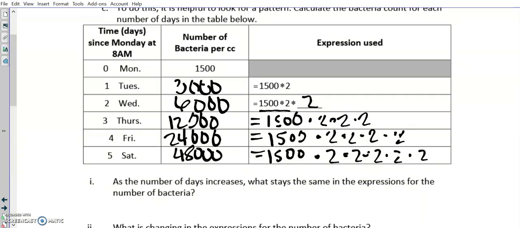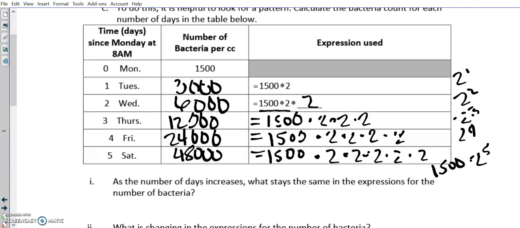Okay? So let's go ahead and start looking at the pattern. Another, an easier way to write 2 times 2 times 2 times 2 times 2 would be to raise it to an exponent. And ooh, there's your key word, because we're talking about exponential functions. So really, this is the same thing as saying 1500 times 2 to the 5th power, 2 to the 4th power, 2 to the, ooh, that's so ugly, I'm sorry, 2 to the 2nd, and 2 to the 1st, and so on.